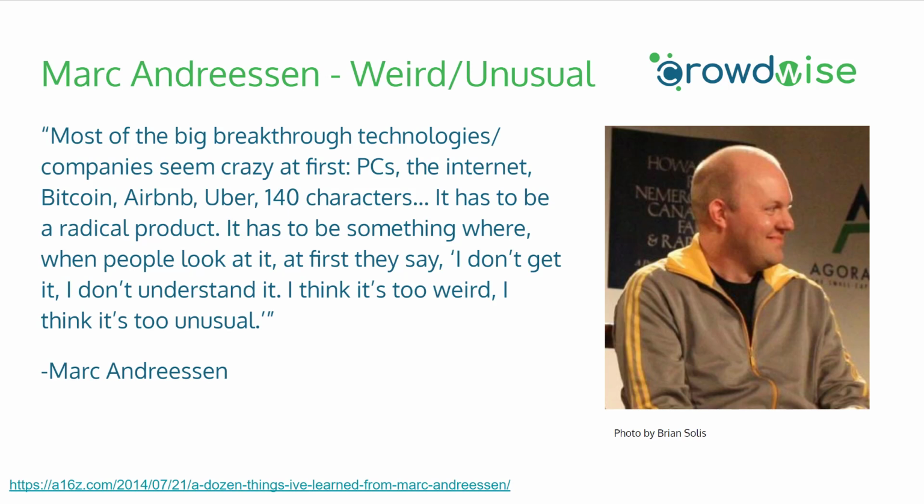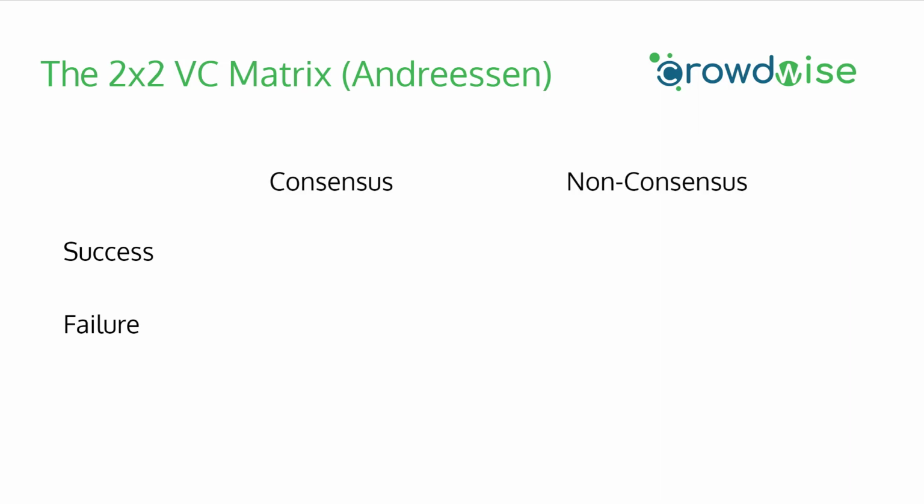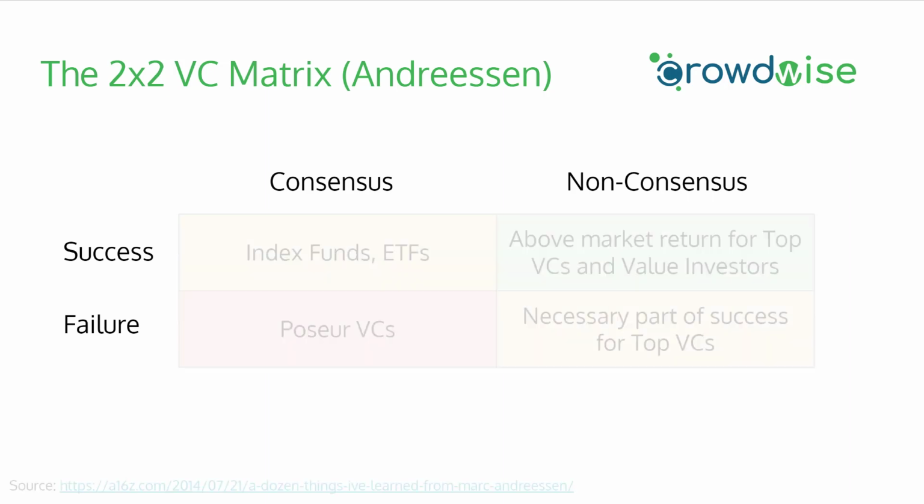Here, Marc is touching again upon the same wisdom that we've heard from some of the other investors, that it can't appear to be a slam dunk from the very start, and often people will think that it won't be. Now, another way of visualizing this is a 2x2 venture capital matrix that Andreessen uses. On one axis, we have success and failure, and on the second axis, we have consensus and non-consensus. Marc Andreessen believes that any investment can be any combination of these two axes.